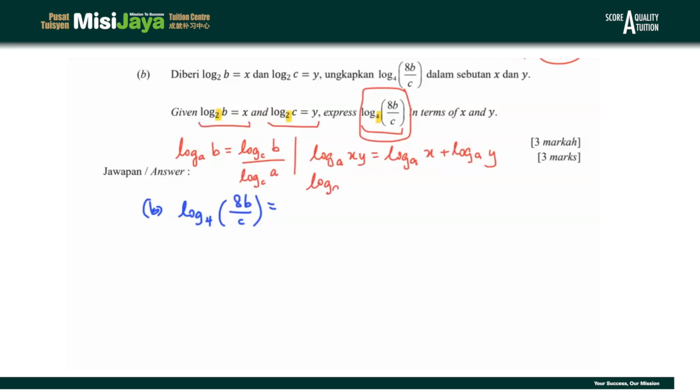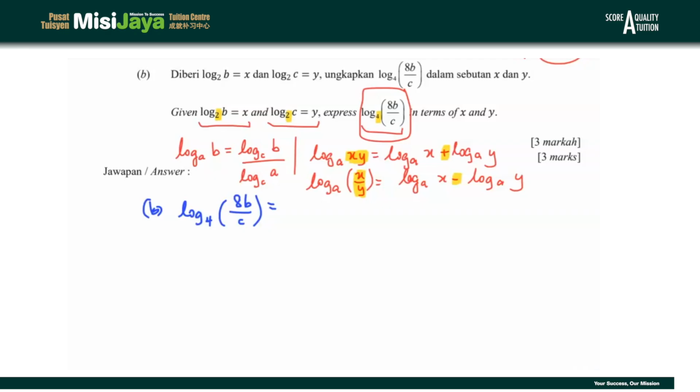How about if it's divide, let's say x over y? When you want to split it up, you have log a x minus log a y. Which means that if it's times, you want to split it into 2, you change to plus, log a x plus log a y. If it's divide, x over y, when you want to split it into 2 different logs, it'll be log a x minus log a y. Can you remember? Now we're going to apply this law of logarithms to this question.